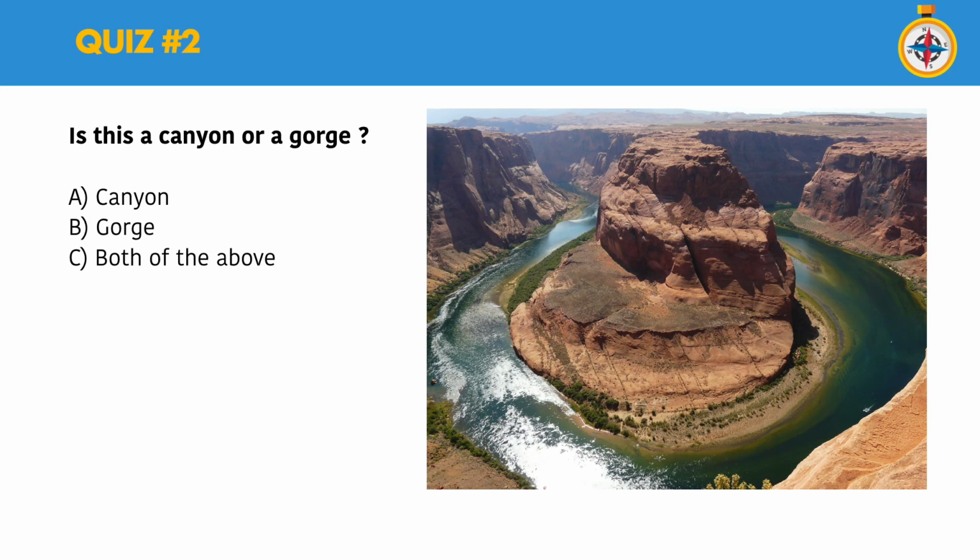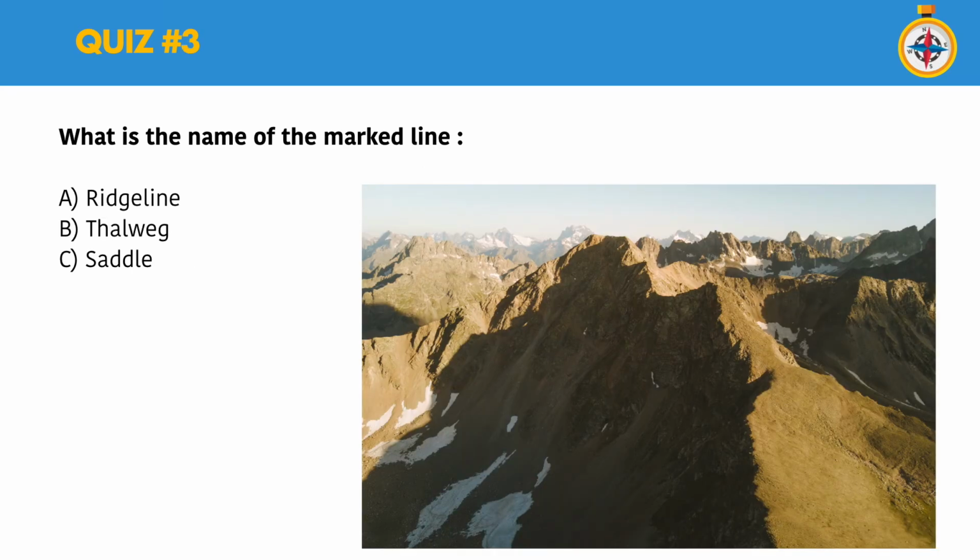Quiz number 2. Is this a canyon or a gorge? A. Canyon. B. Gorge. C. Both of the above. Quiz number 3. What is the name of the marked line? A. A ridge line. B. A talweg. C. A saddle.